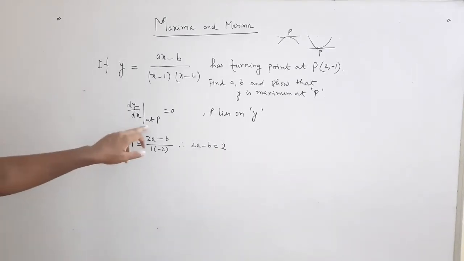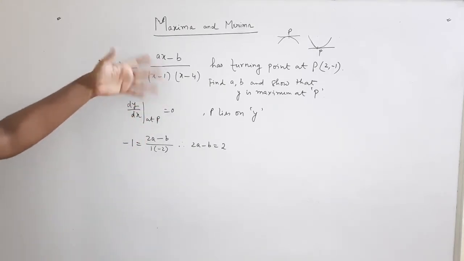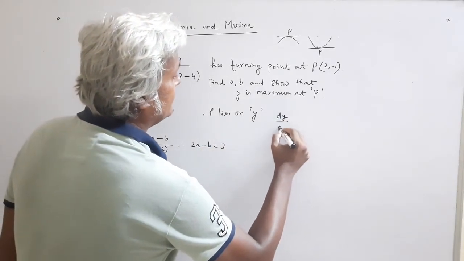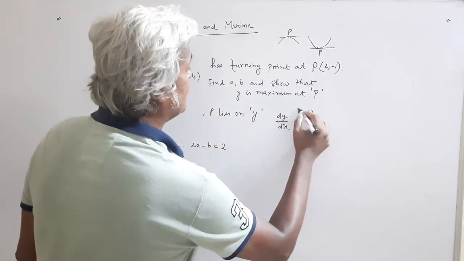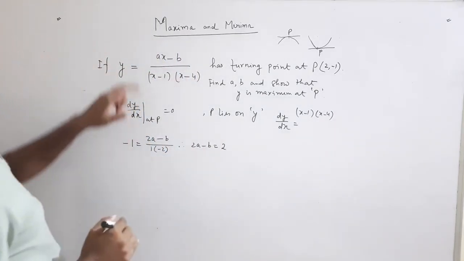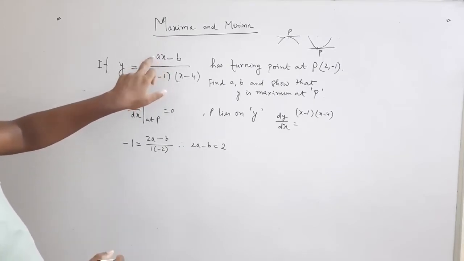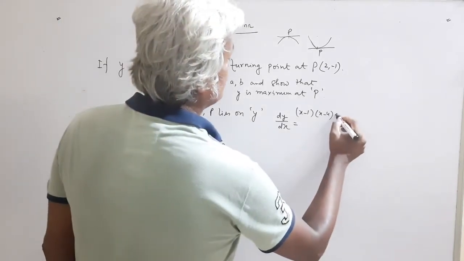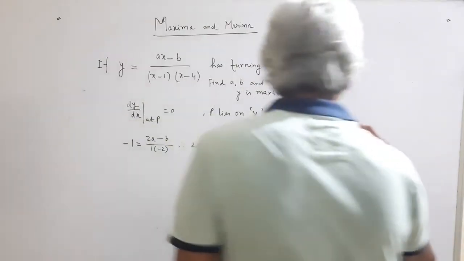Then you find dy by dx, because we have to set dy by dx as 0, and now this is in the form of the u by v rule. So here I find this dy by dx. The denominator is constant, so I keep this whole thing, (x minus 1)(x minus 4), constant, and then I find the differentiation of ax minus b. The differentiation of x is 1 and a is constant, so the differentiation of ax will be a into 1, that is a, minus 0, that is a. So a minus, then I keep the ax minus b constant.